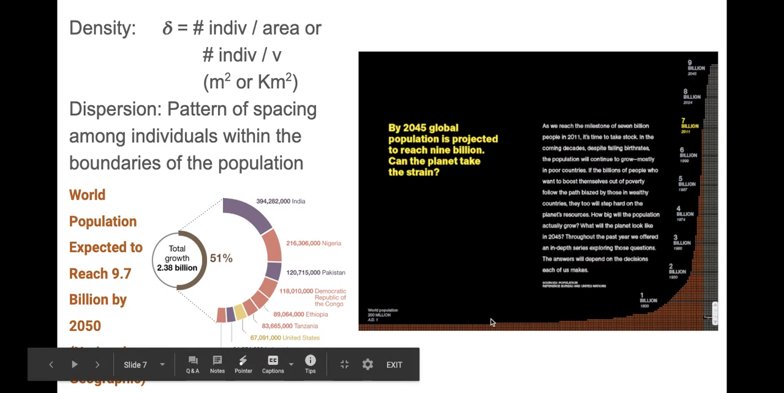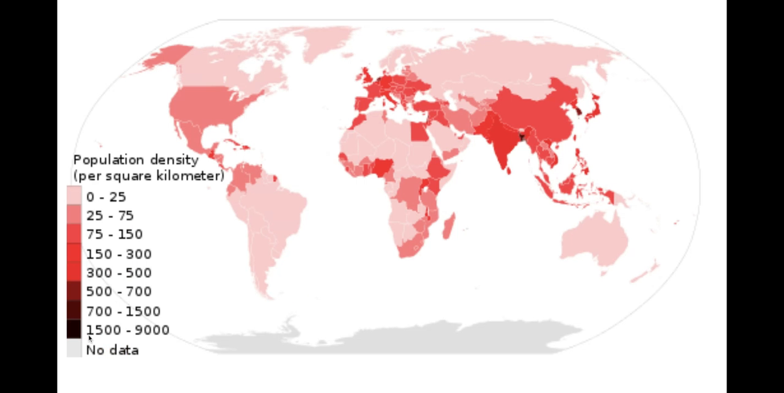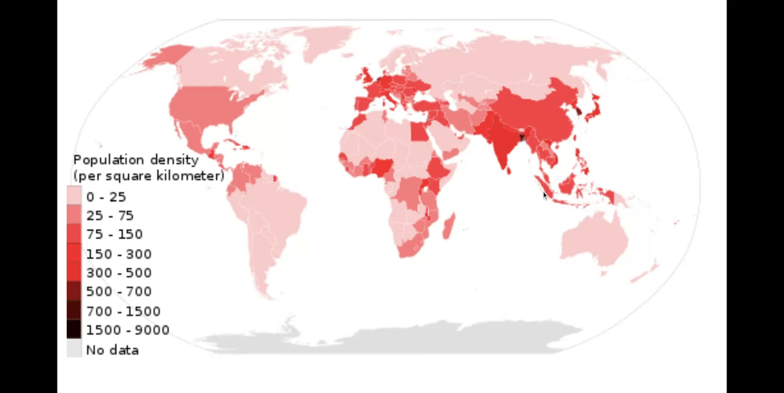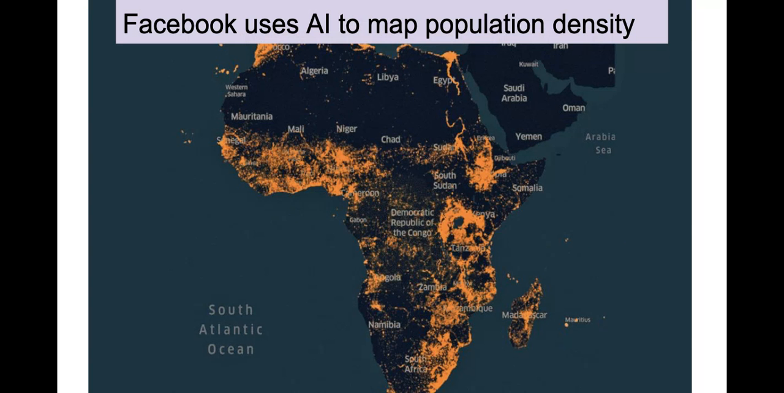Again, here you have another look at what the world population looks like from National Geographic, and the estimate that they have for world population by 2050. Okay, this is another map that is going to show population density per square kilometer. So as you can see, we are not evenly distributed on the Earth. And also, Facebook even uses artificial intelligence to map the population density. They are working on this and they have done a lot in the last few years, especially in the Africa area.